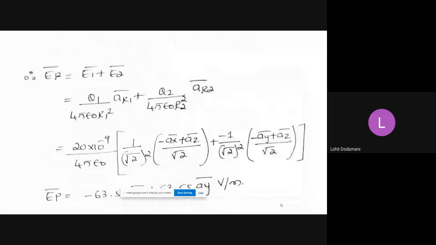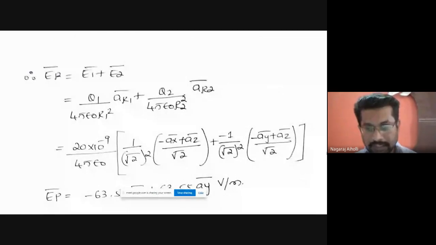Yes, sir. Okay. So the last class, the solution for the problem is the electric field intensity is minus 63.55 AX bar plus 63.55 AY bar volt per meter. Note down this solution, and if you have not got it, please try it out. Just cross verify your answer with this answer.